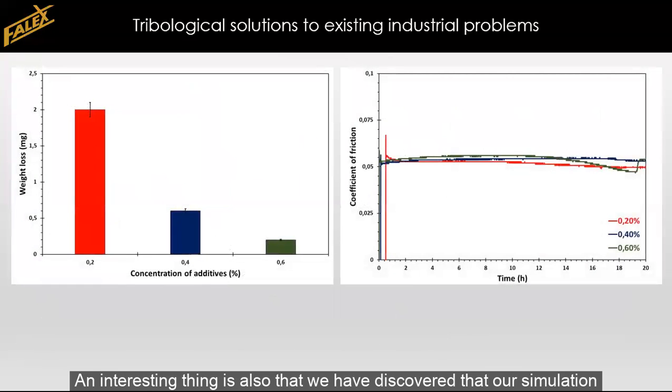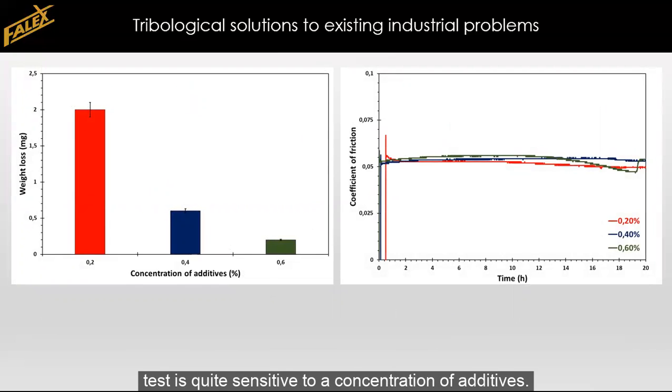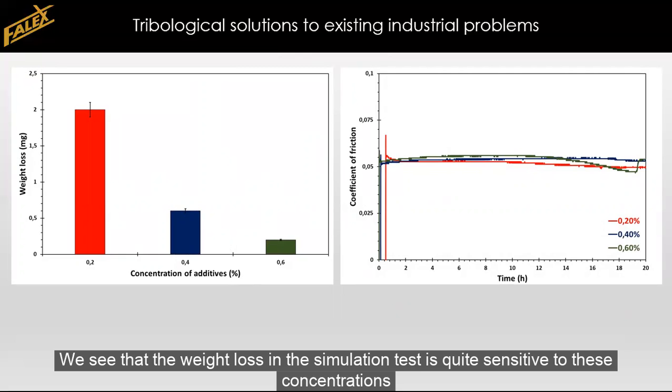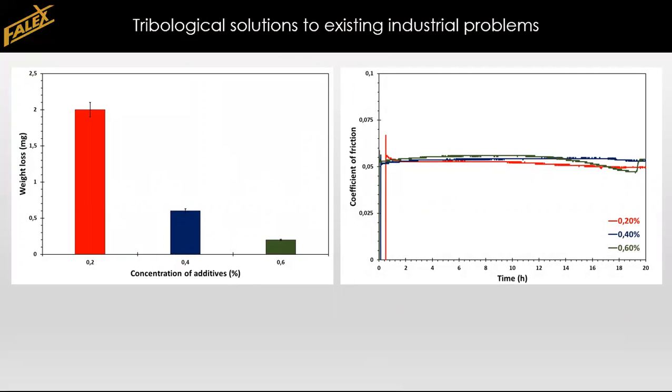An interesting thing is also that we have discovered that our simulation test is quite sensitive to concentration of additives. So comparing 3 hydraulic fluids with 3 concentrations of additives added to it, 0 to up to 0.6%, which are quite small percentages, we can see that the weight loss in the simulation test is quite sensitive to these concentrations.